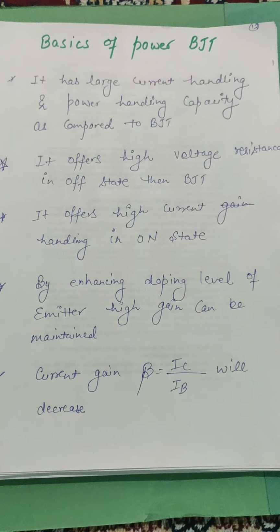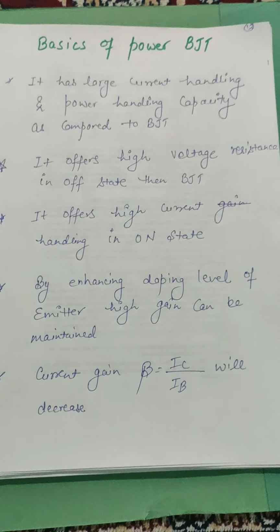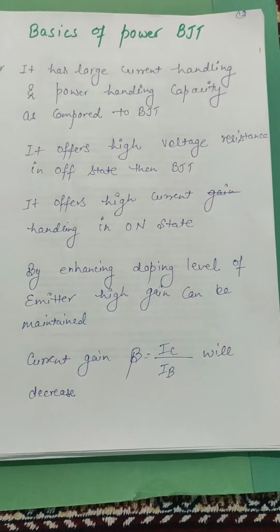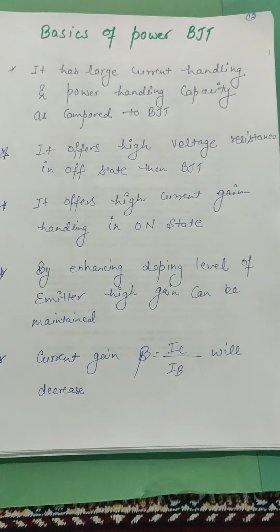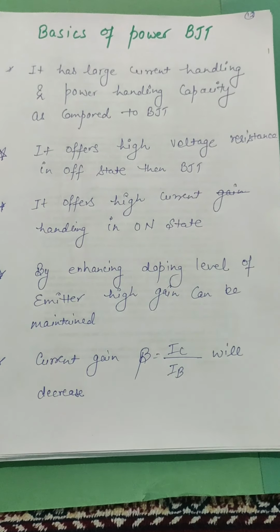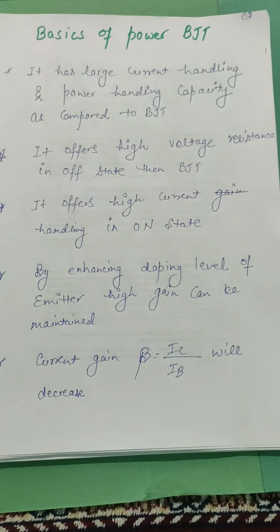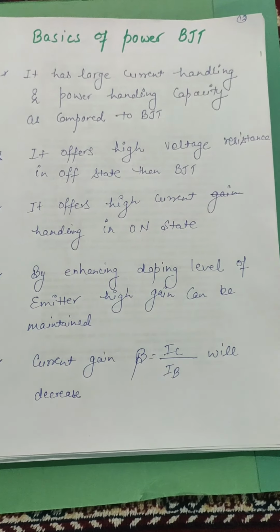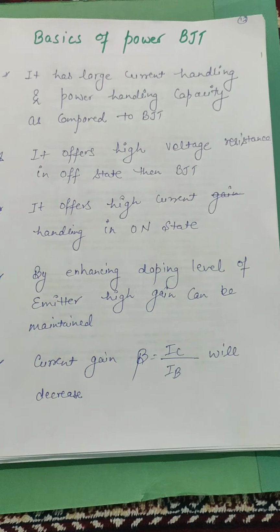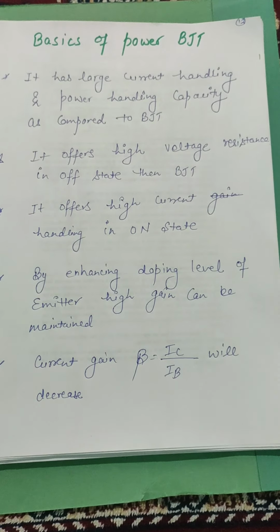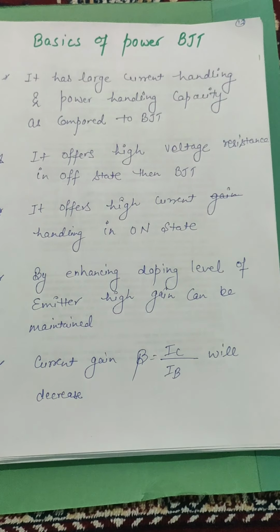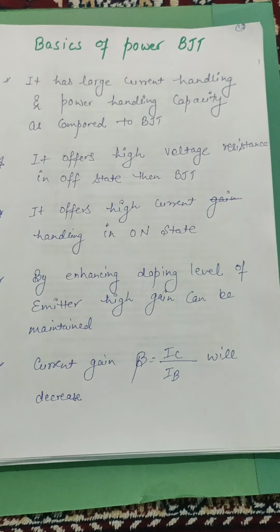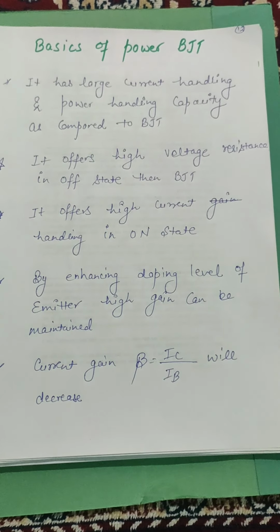Power BJT is just like a BJT, bipolar junction transistor, but it has some manufacturing changes which increase its power handling capacity. So it has large current handling and power handling capacity as compared to a BJT. And just as we know about the power diode, it offers high voltage resistance in the off state and high current handling in the on state.